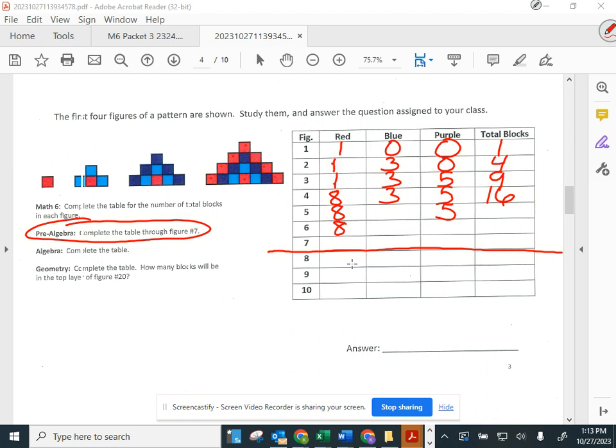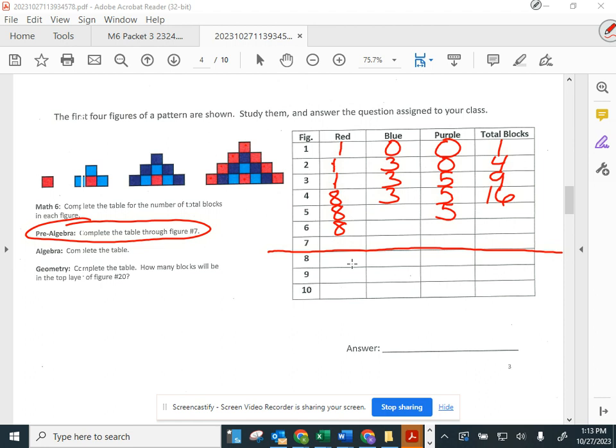So now I'm going to look at my total blocks. There are 2 different ways that you can solve the total blocks without having to count up all the reds, blues, and purples. What's one pattern that you saw for the total blocks? Did anybody find a pattern for it? Matthew? If you add 7, you could just add 7 to the last one. Paul?